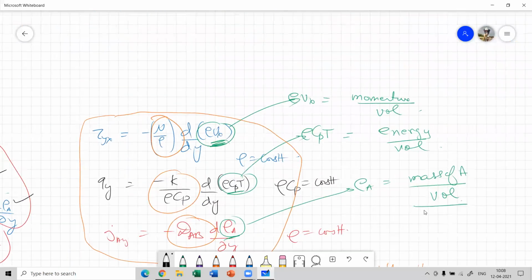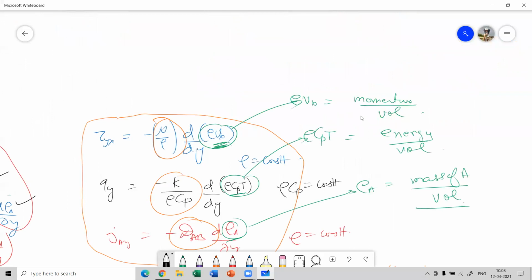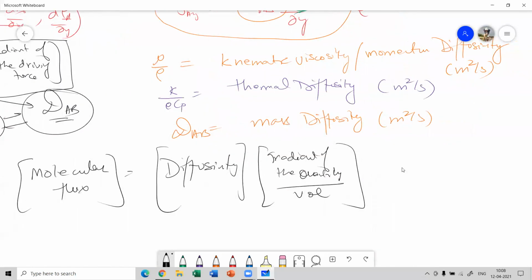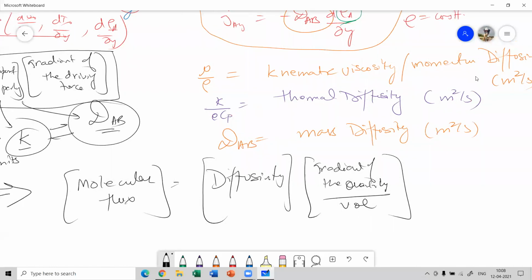Because all the terms which are appearing in the gradient term are momentum per unit volume, energy per unit volume, and mass per unit volume. So it's basically the gradient of the quantity. Now the quantity can be momentum, energy, or mass per unit volume, into the diffusivity. Now diffusivity can be your momentum diffusivity, thermal diffusivity, or mass diffusivity. So let's say this is your mu, this is alpha, so mu, alpha, and DAB.